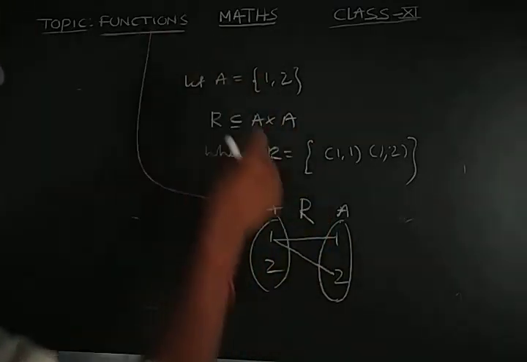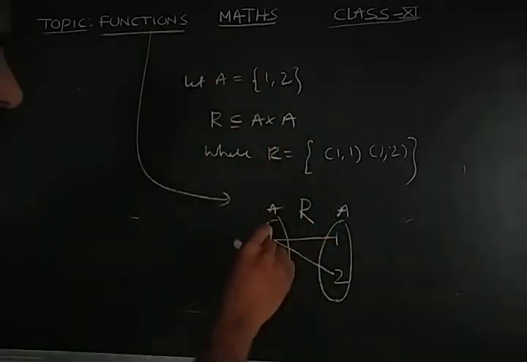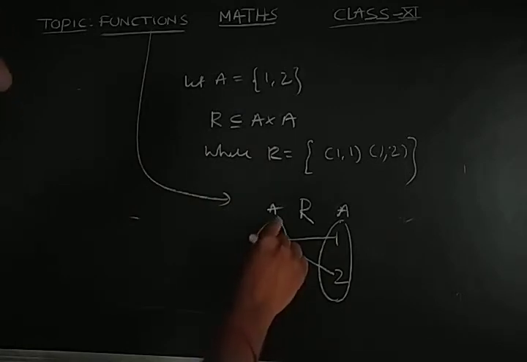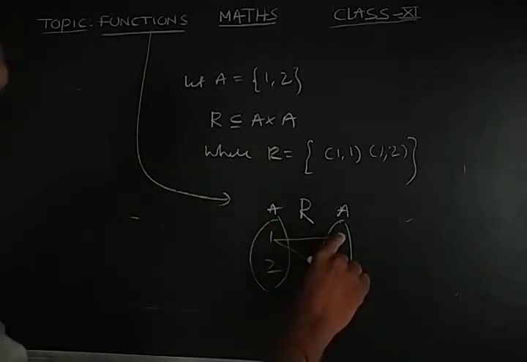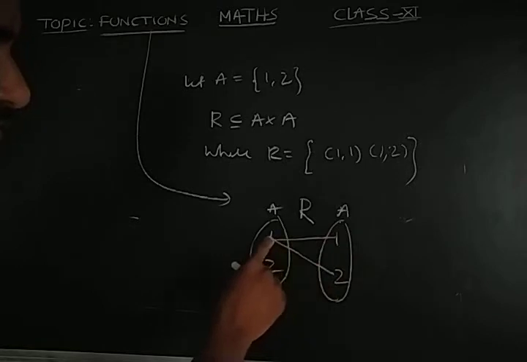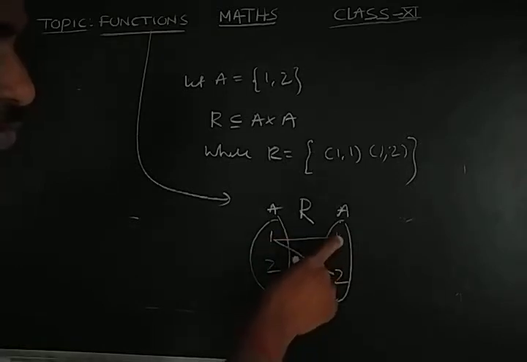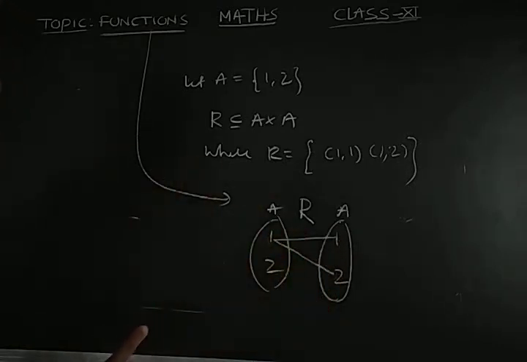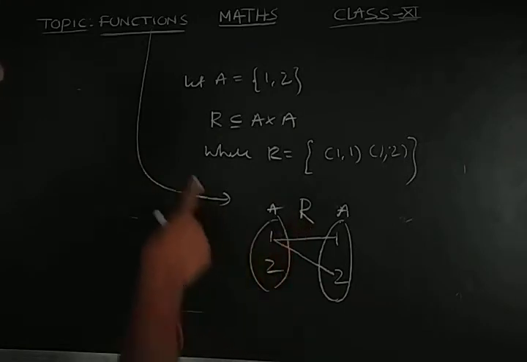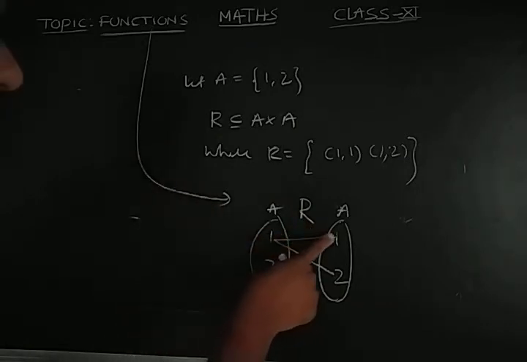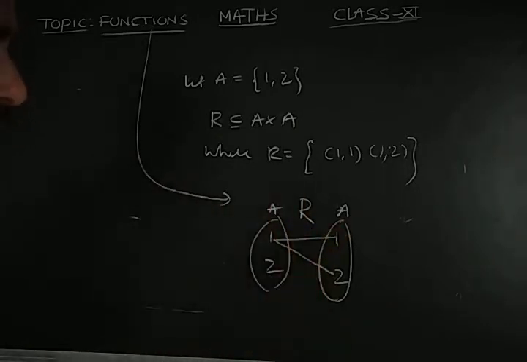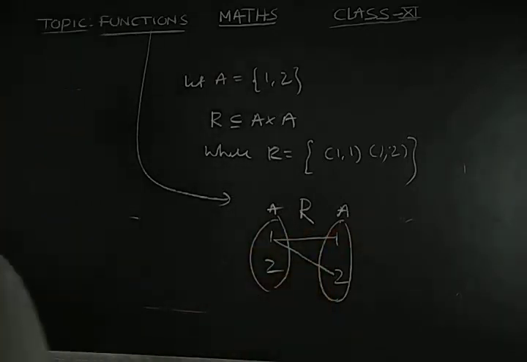A relation becomes a function if every element of the domain does not have two images. See here, one has two images, so it is not a function. A relation becomes a function if each element has only one image, and every element should have a unique element as its image. Now we can write the definition of function.